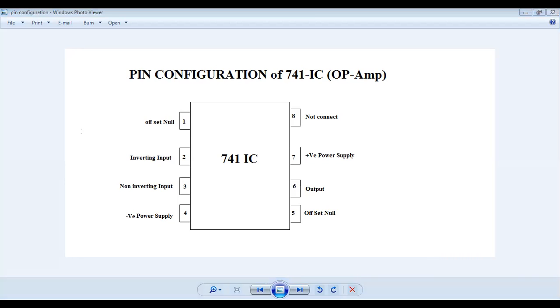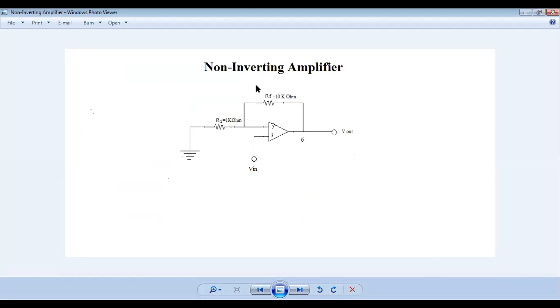So this is the pin configuration of the IC, and this is the internal circuit diagram of the IC, where the pins are internally connected to each other like this. So this is the circuit diagram for the non-inverting amplifier. Now I am going to design this circuit on Tinkercad.